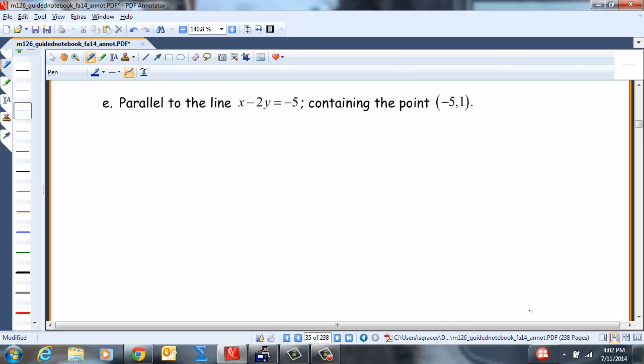Here we are. Now, these are a little more complicated. We need to find one that is parallel to a given line and containing a specific point. So parallel lines have the same what? Good. Parallel lines have the same slope.